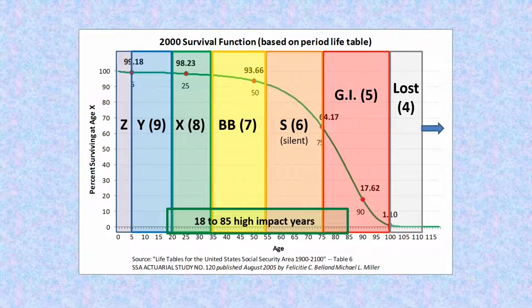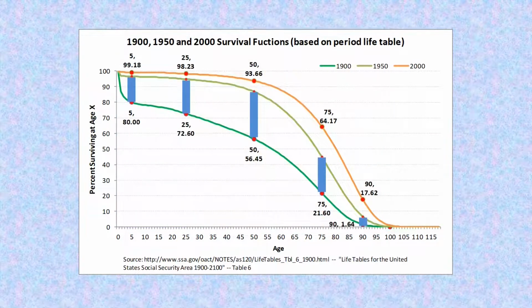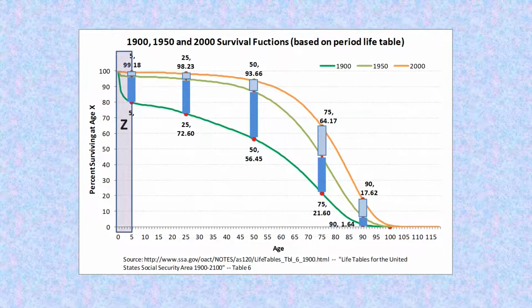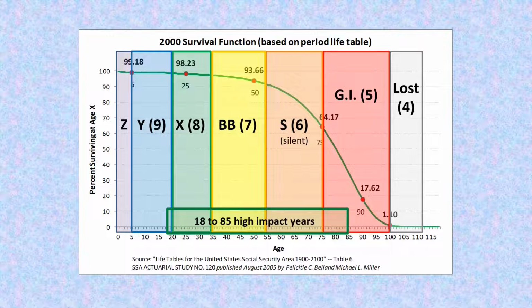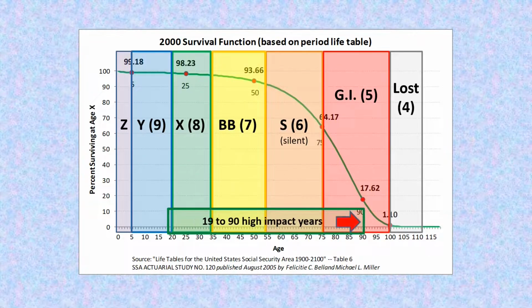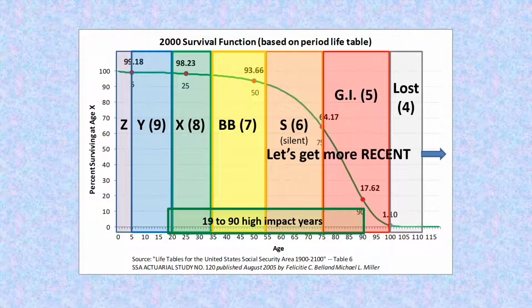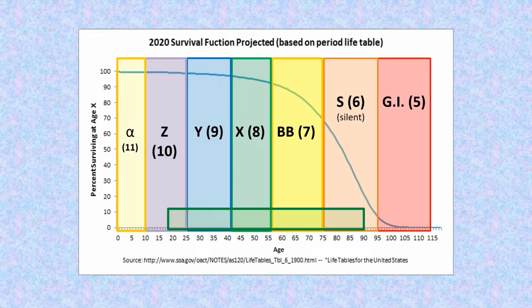The silent generation, the baby boom, and Generation X aged into their prime high-impact years. These generations built on the improvements from previous generations and improved by another 50-year increment the health and well-being and survival of the population that greeted the emerging Generation Z. Let us again recognize the improvement in health and longevity and expand the high-impact years to age 90. And let's project to get more recent, to 2020.